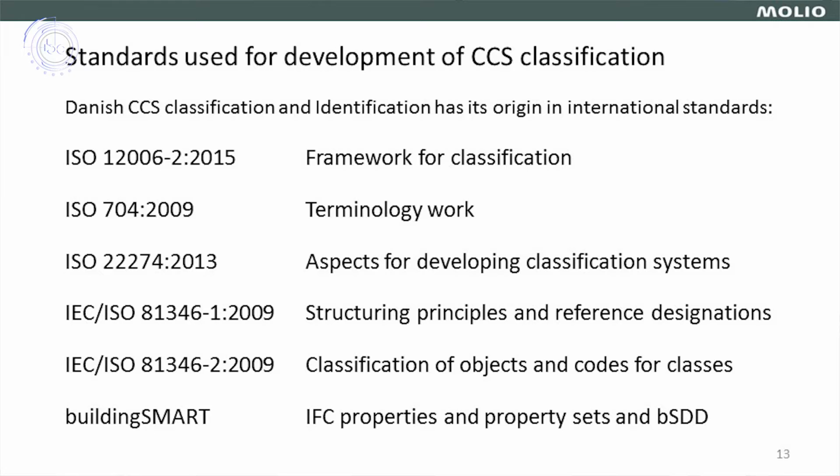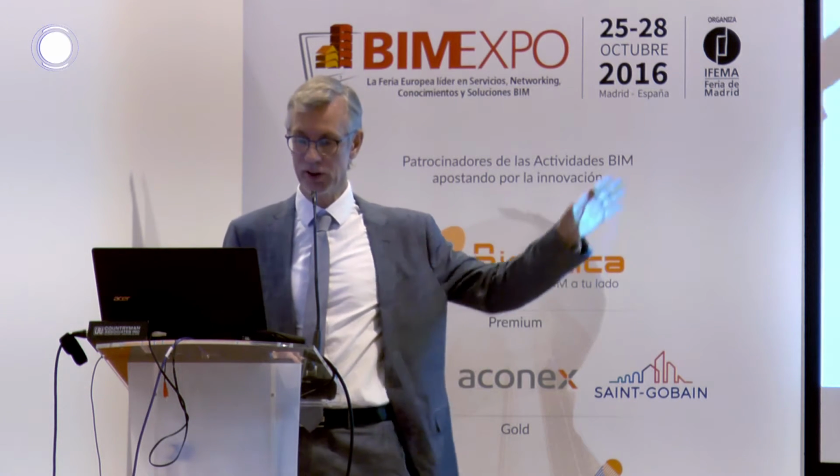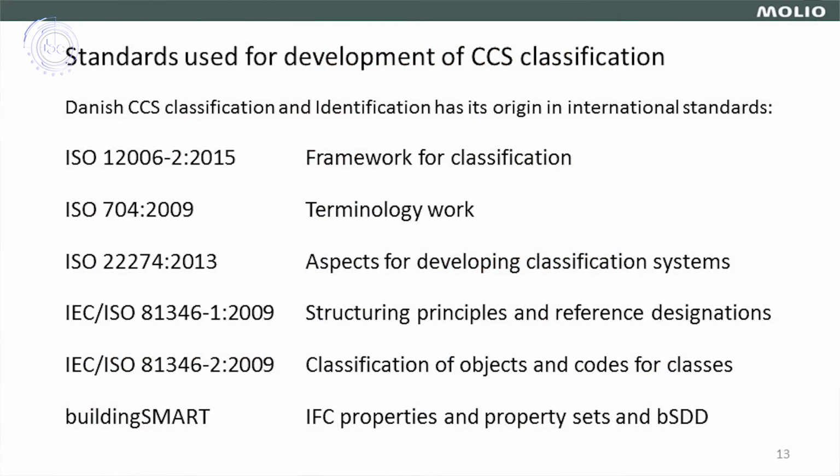Then the very big work we did with the Cuneco project is totally based on international standards. That's the first construction classification that actually has been made that way. It's based on 5 international standards and the Building Smart thinking, and thereby also on the Building Smart standards, in fact. The overall standard was a framework for classification, but to do the right terminology work and develop the right classification system, also to be used internationally, we had to look at other standards. We also looked at the 81346 series that provides us with classification principles for objects and codes for classes, but also with structuring principles and reference designations.